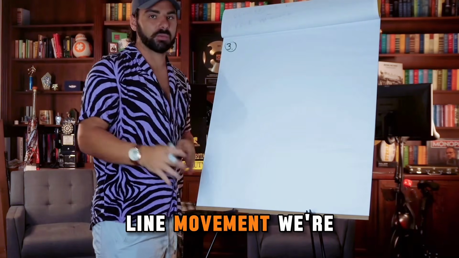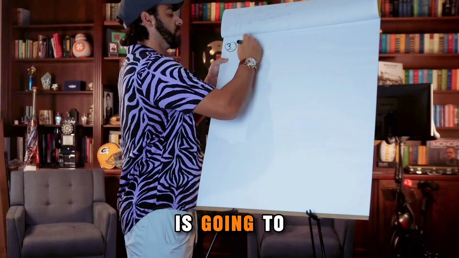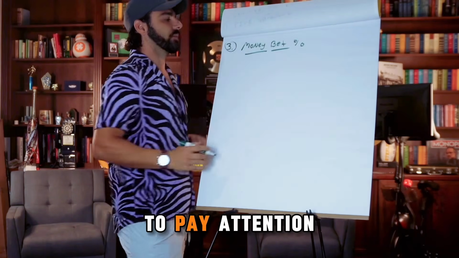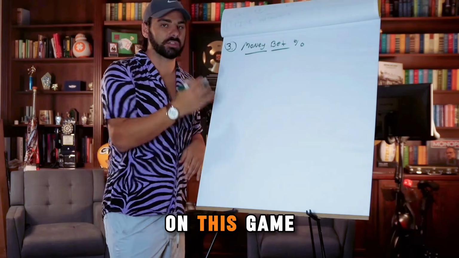All right, we got the line movement, we're trends, we're all lining up there in the first 2 things. Next thing we're looking at here is going to be the money and the bet percentage. Okay, we have to pay attention to exactly where the money and the bet percentage is going to be on this game that we're playing.